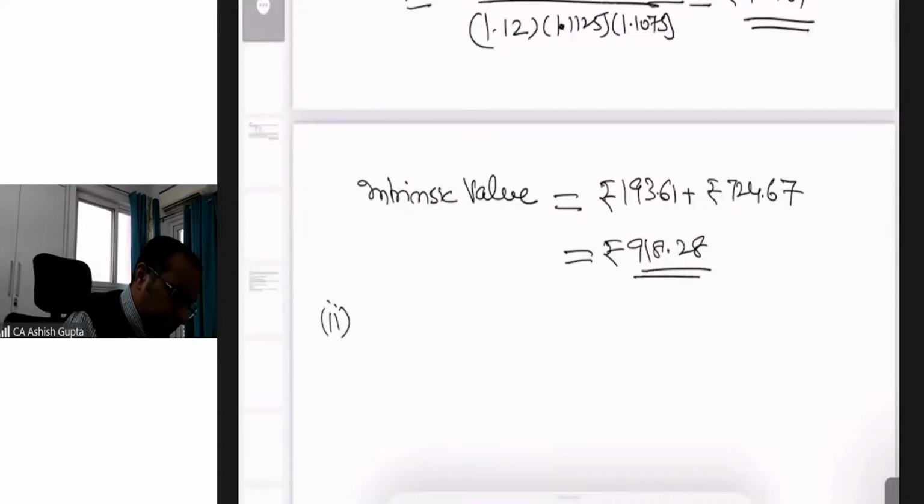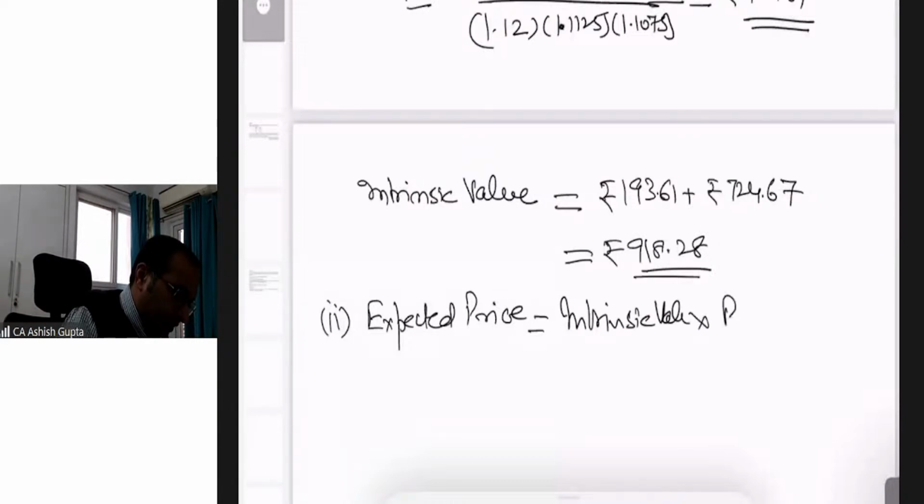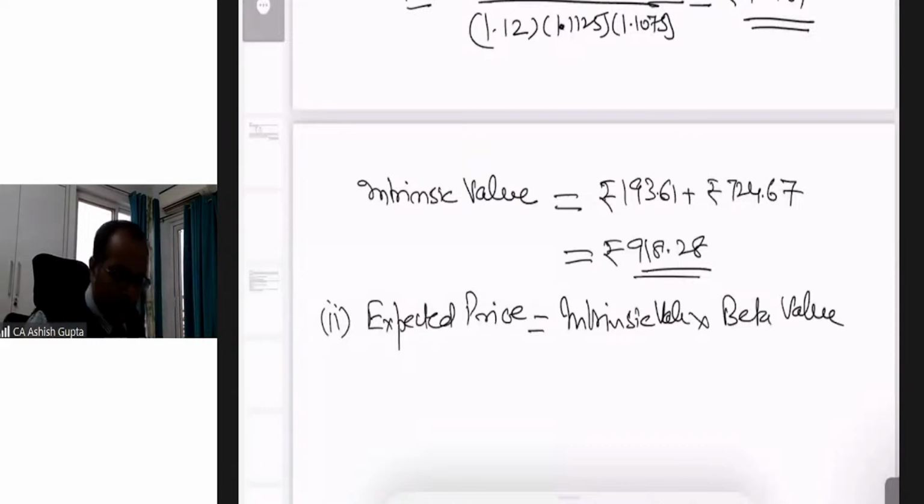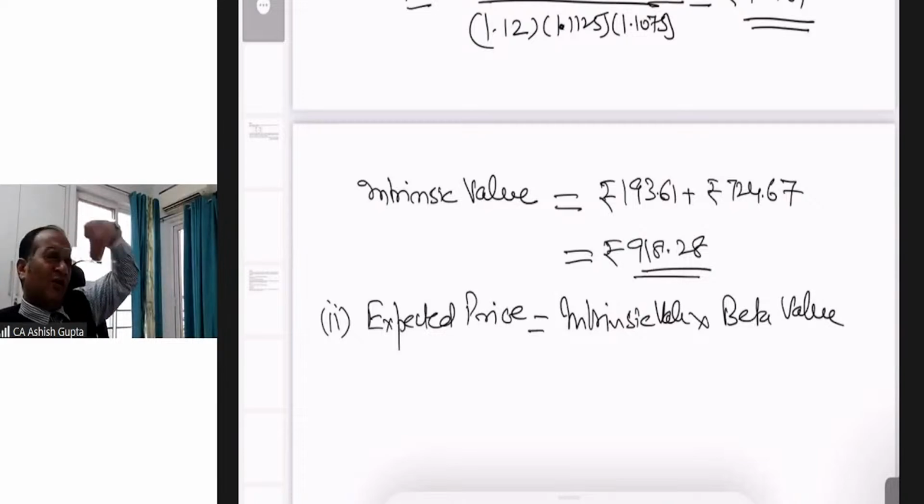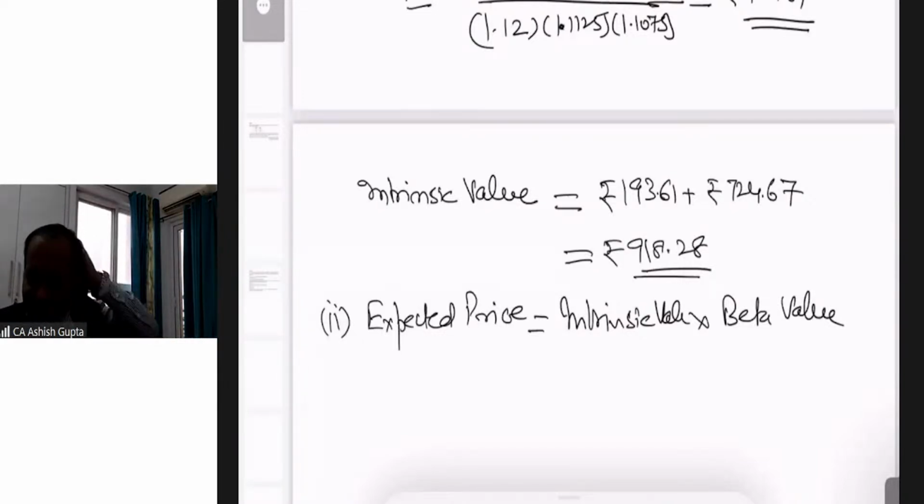Now, my expected price equals intrinsic value into beta value. Since this question is from our earlier examination, attaching a beta value to the bond is not a realistic situation, because in a bond, normally we use duration as a volatility measure. We don't use any beta there. The PV of interest in the second year is again 12, and in the third year it is 12% again. Shruti, see here.